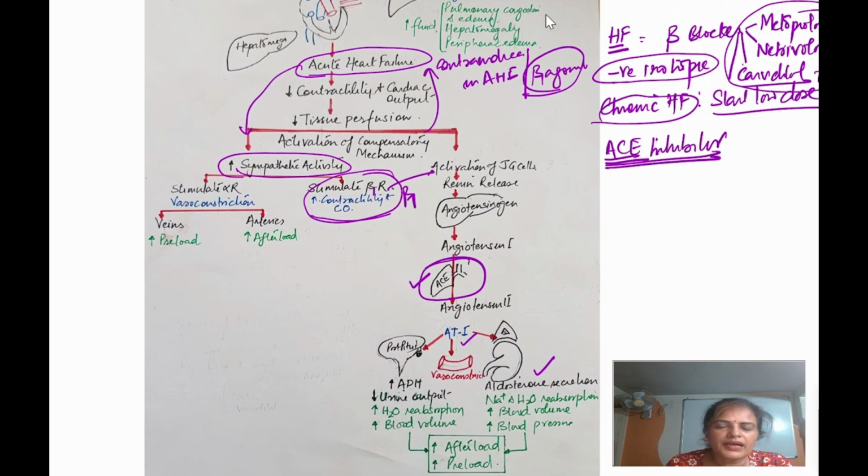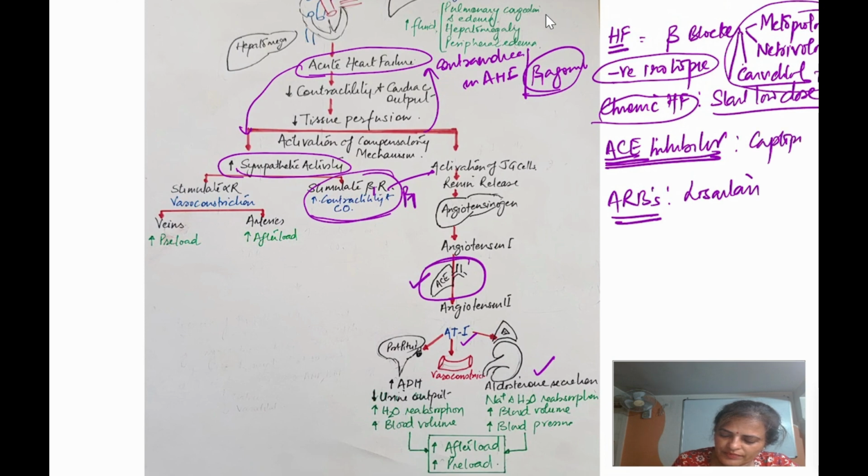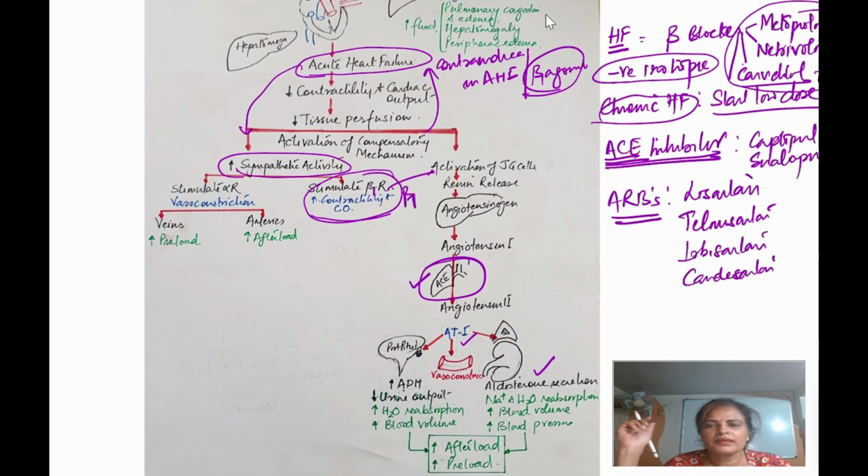So how are they going to act? Now, ACE inhibitors and angiotensin receptor blockers, the ARBs. These are captopril, enalapril, and these are losartan, telmisartan, irbesartan, candesartan. Okay, these ones. Now, what do both of them do?